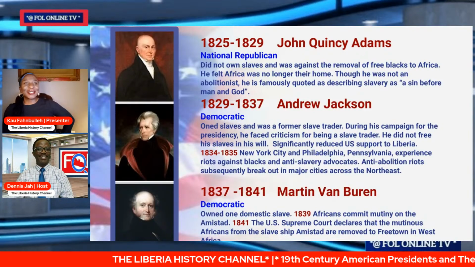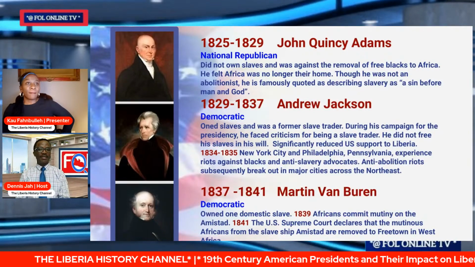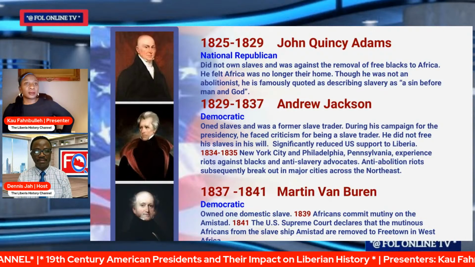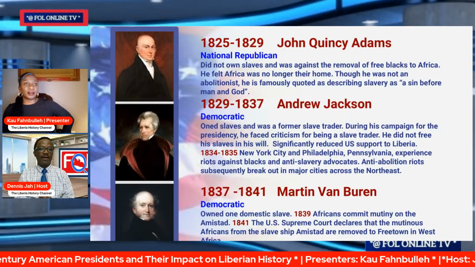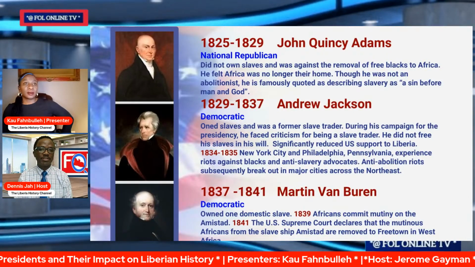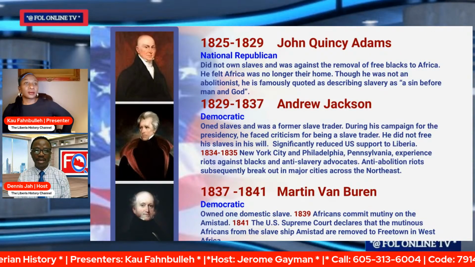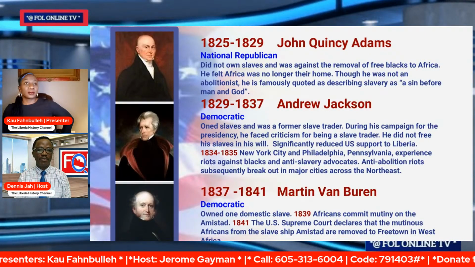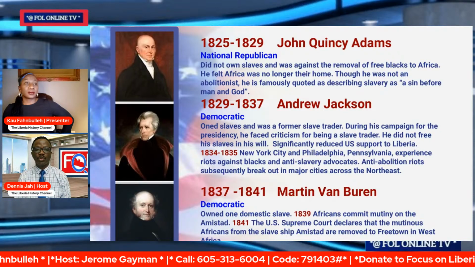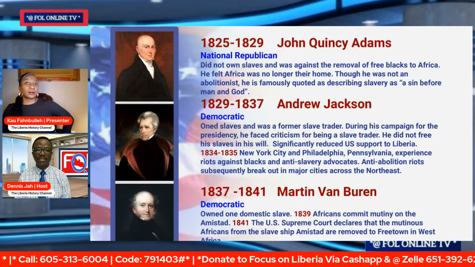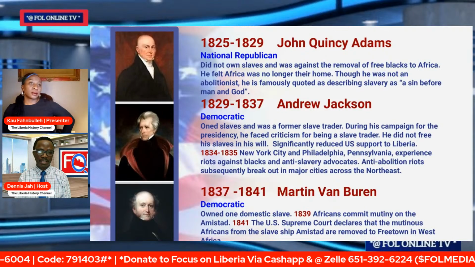Next, please. So we got three here: John Quincy Adams, Andrew Jackson, and Martin Van Buren. John Quincy Adams, National Republican, did not own slaves and was against the removal of free blacks to Africa. He felt Africa was no longer their home. Though he was not an abolitionist, he's famously quoted as describing slavery as a sin before men and God.